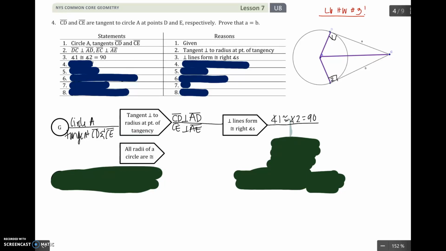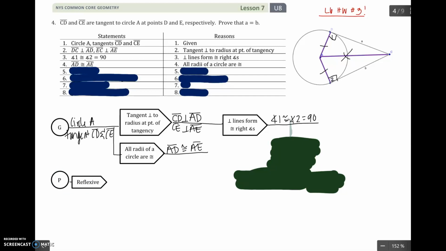Okay, then I also can talk about how those two radii that I just drew in there are going to be congruent to one another. So AD would be congruent to AE. And then that final line that I drew in, AC, can be reflexive, just like we did in class. So AC would be congruent to AC.